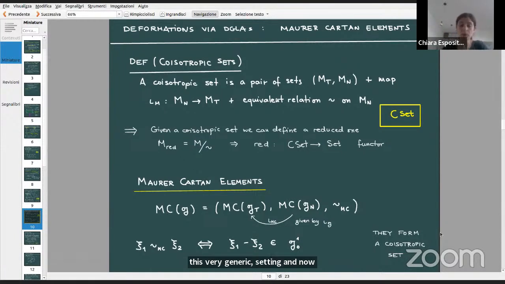And now we see what Maurer-Cartan elements are. Remember, G is a coisotropic DGLA. So what do we have? We have the Maurer-Cartan elements of the total component, which is a set, and the Maurer-Cartan elements of the normal component, again a set. Of course, we get a map from MC(Gn) to MC(Gt) out of the map we have from Gn to Gt. And then we have an equivalence relation, very easy. Keep in mind you have this graded Lie ideal. So we can say two elements in the normal part are equivalent if and only if the difference lies in the ideal. So you see, we actually have this coisotropic set structure.